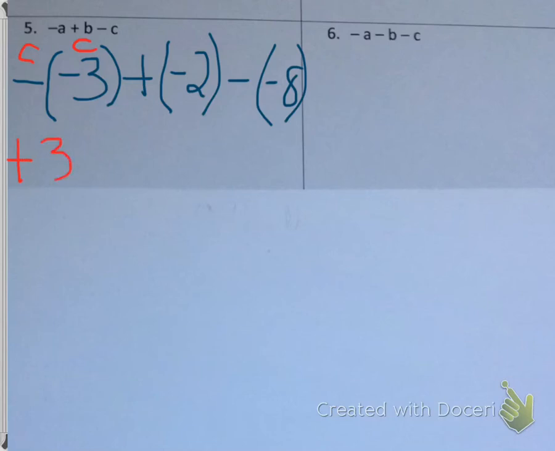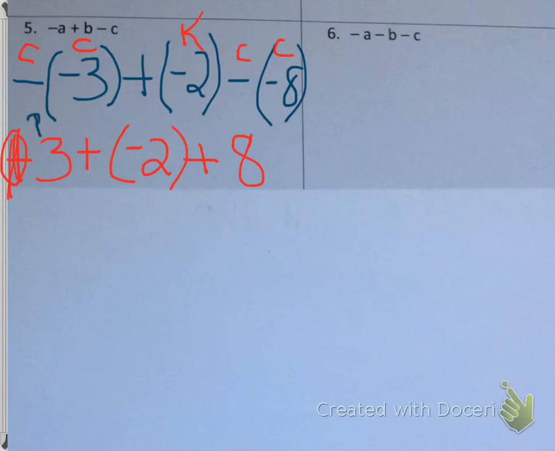Okay, and then you have a plus negative 2. And then look here, we have a double negative again, so we have to keep, change again. So we kept our negative 2, we changed our subtraction to addition, and changed our negative 8 to a positive 8. Okay, and I don't need this plus sign here. It's a positive 3.